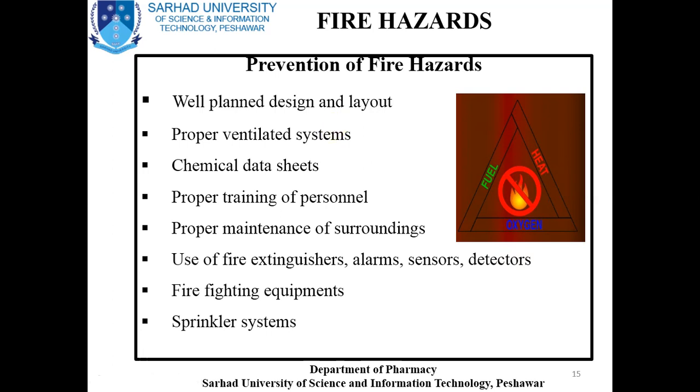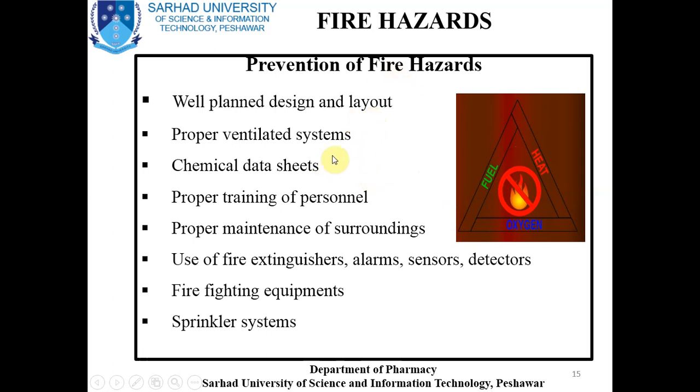First is a well planned design and layout. The layout and design of the pharmaceutical industry will be planned in such a way that there is a minimized risk of fire hazard. The second is a properly ventilated system in the pharmaceutical industry in order to minimize the concentration of oxygen, and there should be a proper ventilation system in order to prevent the fire hazard.